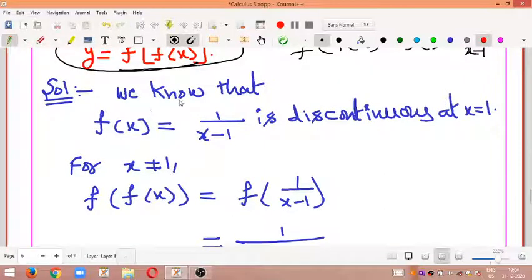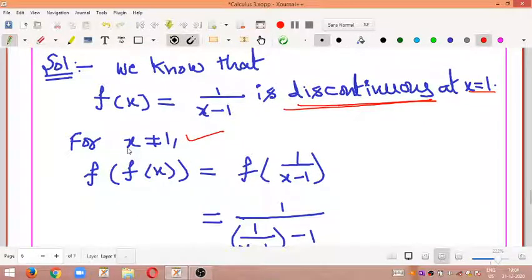So we know that f of x is given like this: 1 by x minus 1. We all know that this is a rational function. A rational function is discontinuous at x is equal to 1. For x not equal to 1, f of x is equal to 1 by x minus 1. At x is equal to 1, this rational function is discontinuous. Why? Because 1 minus 1 is 0. So that's why this is discontinuous.